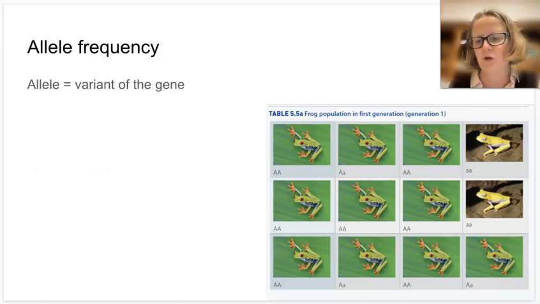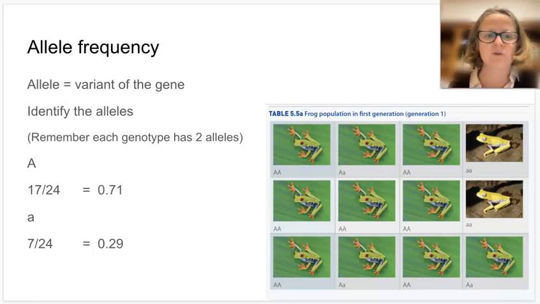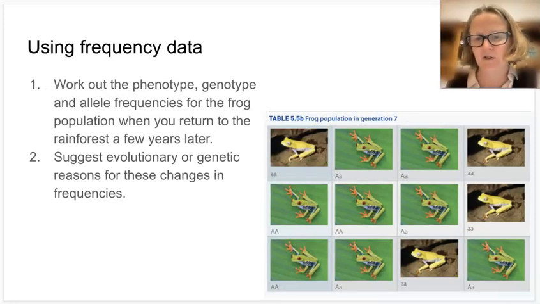The last frequency to work out is the allele frequency, and an allele is the variant of the gene. And it's worth remembering that each genotype has 2 alleles, a big letter and a big letter, or a big letter and a small letter, or 2 small letters. So the allele types in this case are big A or little a. And when we do our counting again, remembering that we've got 24 options for alleles, we've got 17 big A's and 7 little a's.